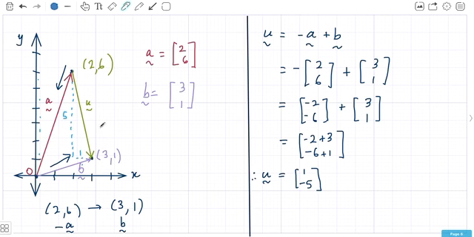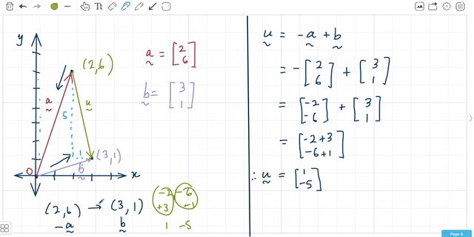So you could straight up have looked at this as well, alternatively, and just thought, okay, I'm going to have to travel backwards along that. So that would be travelling -2 in the x direction, and -6 in the y direction. And then I'm going to travel +3, and I'm going to travel +1. So I'm going to end up at 1 and at -5.